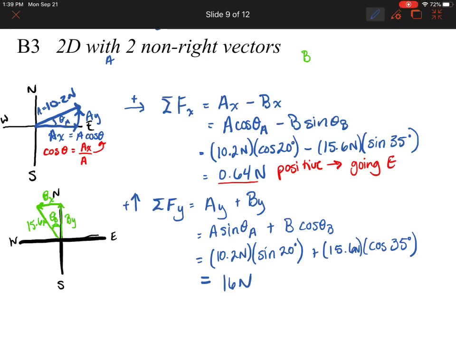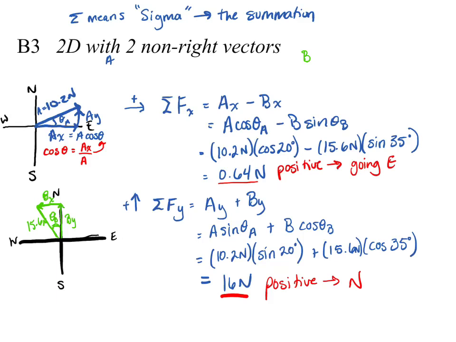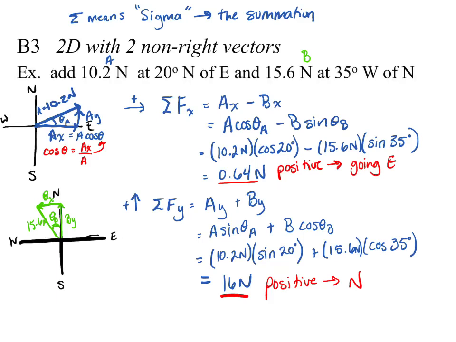Again, it's positive. So what does that mean for our direction? That means it's going north, right? Because we said north is positive, so therefore it's going north. Which also makes sense, because both of these vectors have a north portion and they don't have a south portion. So if it wasn't going north, that'd be weird. Okay, what does this mean? It means that our final force has a little bit in the x and a lot in the y direction. So I need to use these two numbers, 0.64 and 16 newtons, to find my final force.